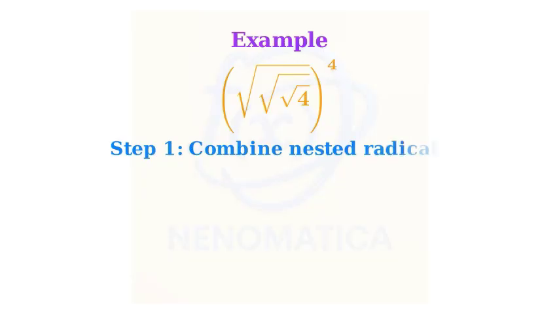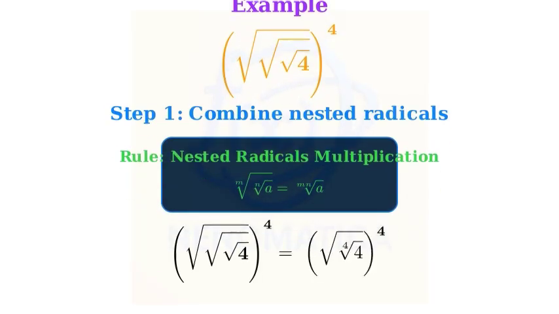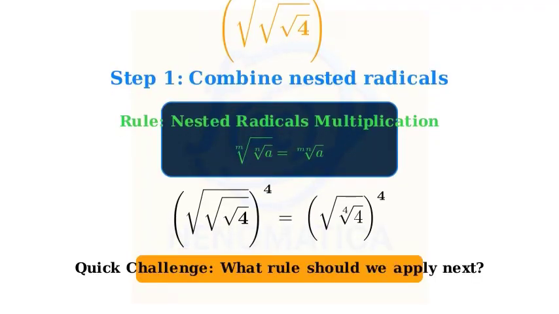In this example, we will simplify the expression left parenthesis square root of square root of square root of 4 right parenthesis raised to the 4th power. Step 1. Combine two nested square roots using the rule: mth root of the nth root of A equals the m times nth root of A. We compress the innermost two square roots into a 4th root.